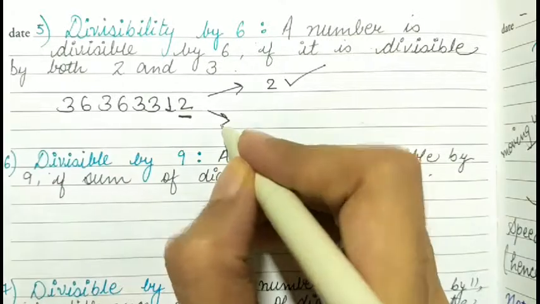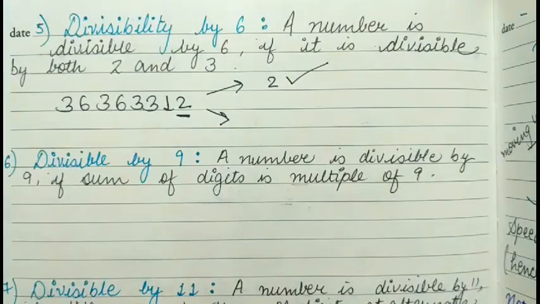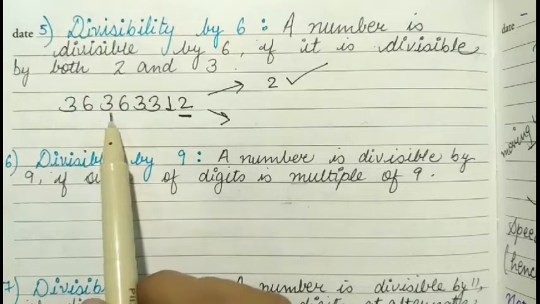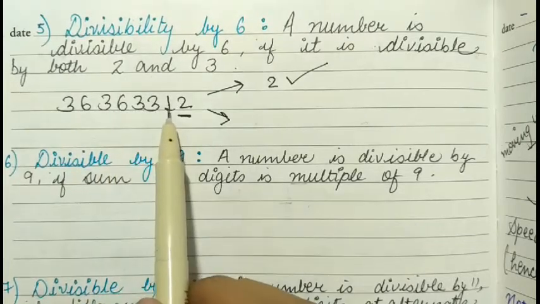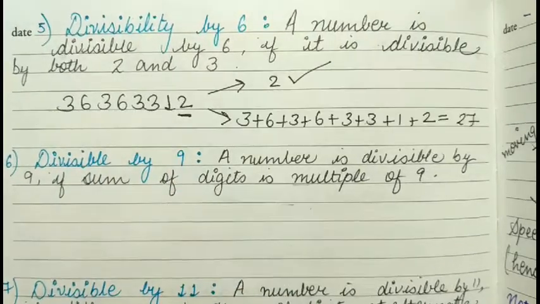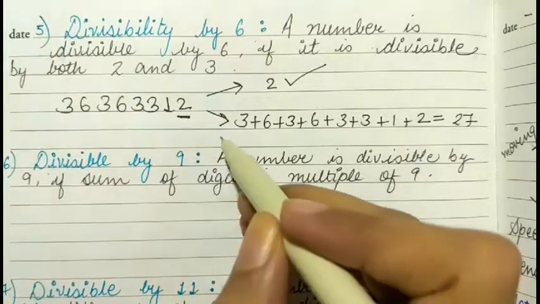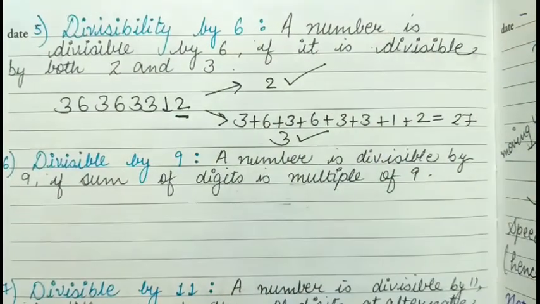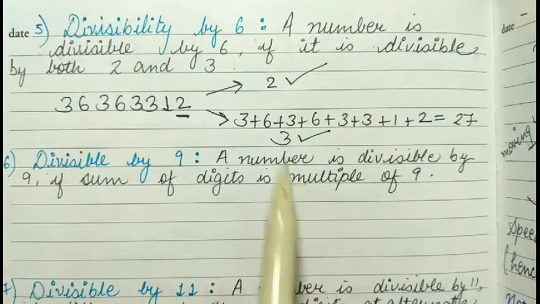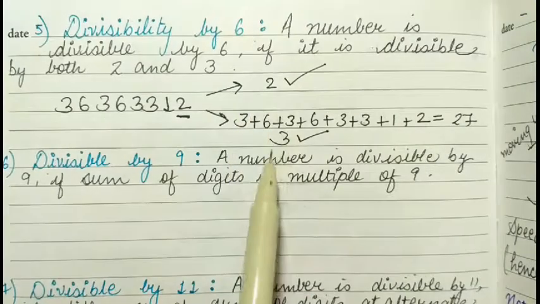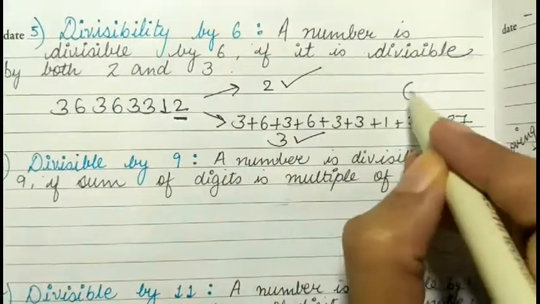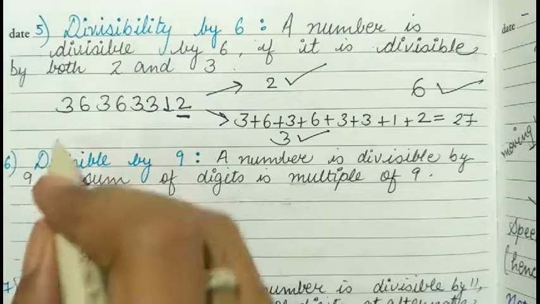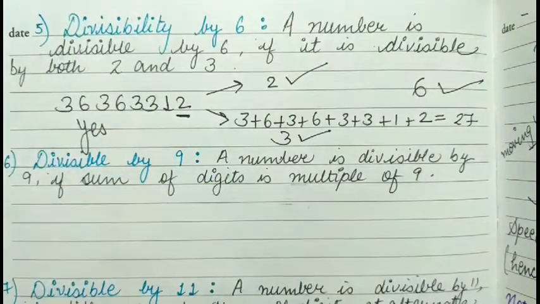In the divisibility rule of 3, first we have to add all the numbers. So start adding 3 plus 6 plus 3 plus 6 plus 3 plus 3 plus 1 plus 2. It will add up to 27. 27 is divisible by 3. So this number is also divisible by 3. It is satisfying the divisibility rule of both 2 and 3. So this number is also divisible by 6. Our answer will be yes.